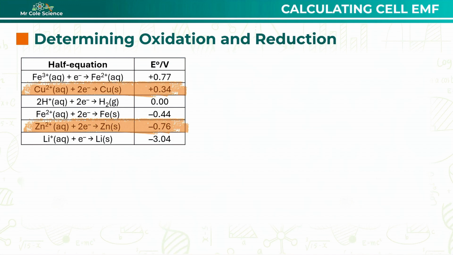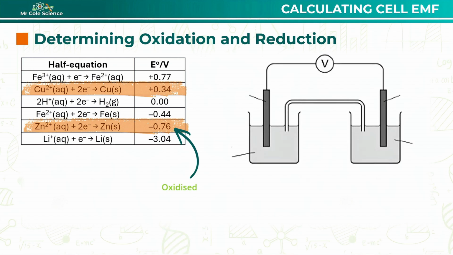Now, the key idea is this. The more negative electrode potential is always the one that gets oxidized. And that's because the more negative value tells us that that half cell has a greater tendency to lose electrons. Remember OIL RIG: oxidation is loss of electrons, reduction is gain. And if we're drawing or representing the electrochemical cell, the more negative half cell, the one that's been oxidized, should always go on the left-hand side.